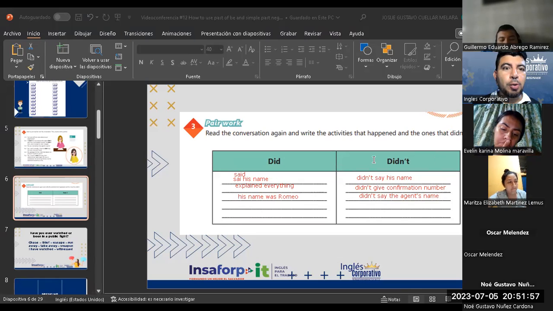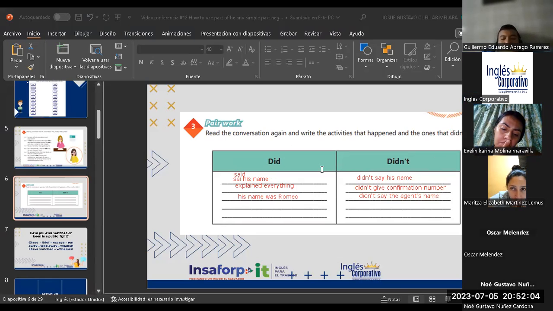Si se dan cuenta, todo lo que no pasó lleva el didn't, pero el verbo siempre va en su forma base, no cambia, ya sea regular o irregular. Entonces, esa es una característica de las oraciones negativas.